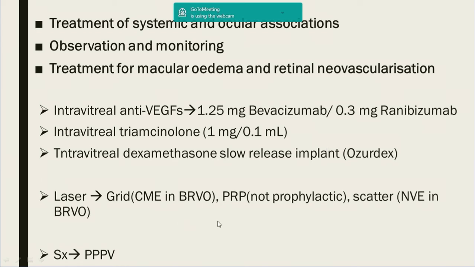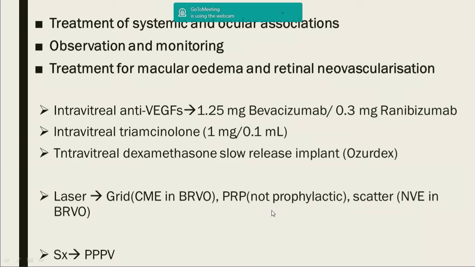So apart from that, if there is macular edema, you can do laser, grid laser in BRVO. There is no point in doing a grid laser in central retinal vein occlusion. If there is CRVO, that means all the quadrants are involved. So you cannot do just a macular grid laser in order to treat a macular edema in CRVO. But if it is a BRVO case, that is, a branch retinal vein is occluded, then you can go ahead and give grid laser. Panretinal photocoagulation can be given, but it is not prophylactically done.